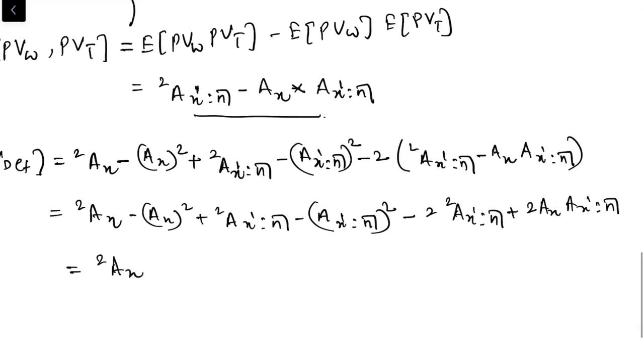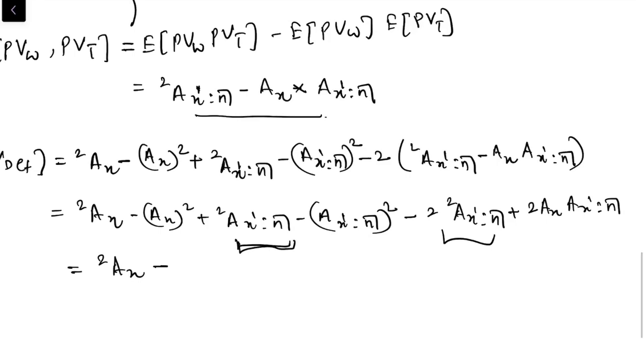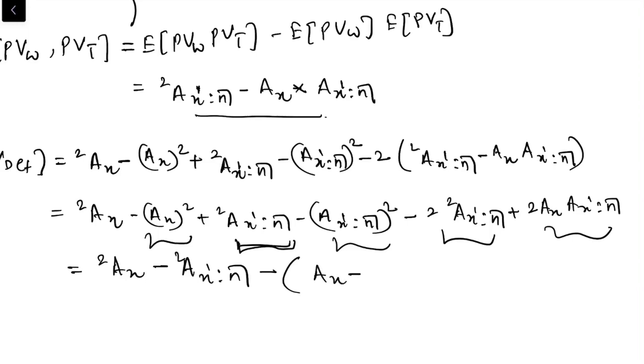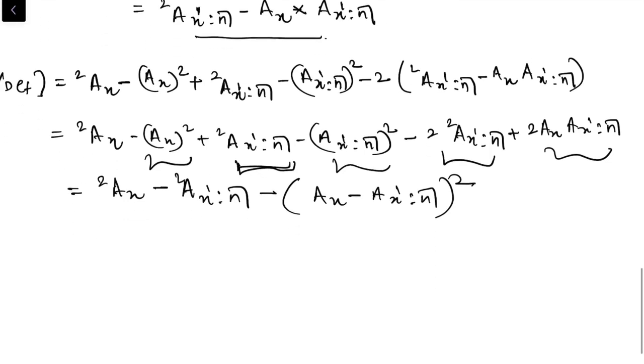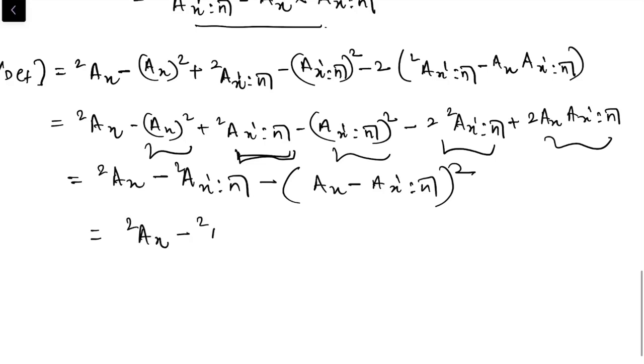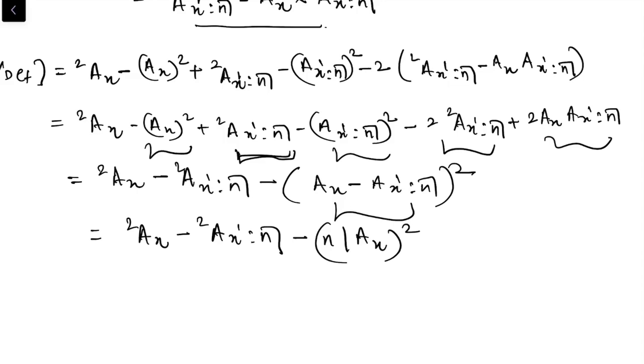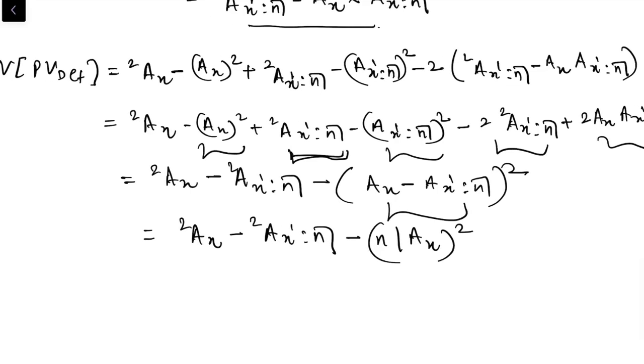so now this is 2Ax minus, because we have here 2 minus term and here 1, so this is minus 2Ax' n, and then minus, we can take minus common from this term and from this term. Okay, so this will form a minus b whole square. So I can write Ax minus Ax' n whole square. So this is 2Ax minus 2Ax' n, and this is nothing but the deferred, so minus n deferred Ax whole square. Okay, so this is how you can derive the present value and expectation of present value and variance of present value of deferred whole life assurance payable at the end of year of death.